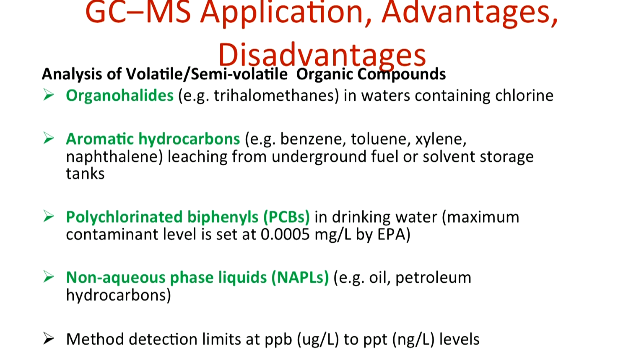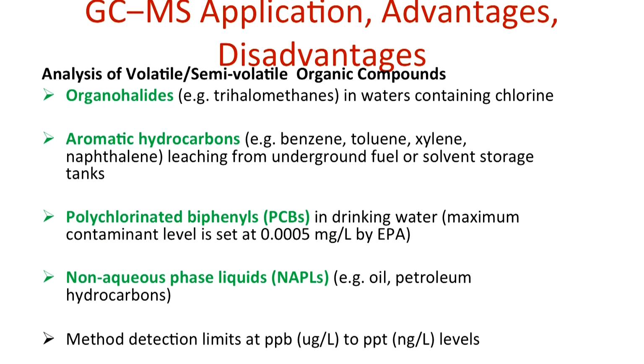These are some of the applications, advantages, and disadvantages of GCMS. For analysis of volatile and semi-volatile organic compounds such as organohalides, aromatic hydrocarbons such as BTEX, or benzene, toluene, xylene, and naphthalene. There's also ethylbenzene. For example, these components can be found in underground water due to leakage of fuel or solvent storage tanks.